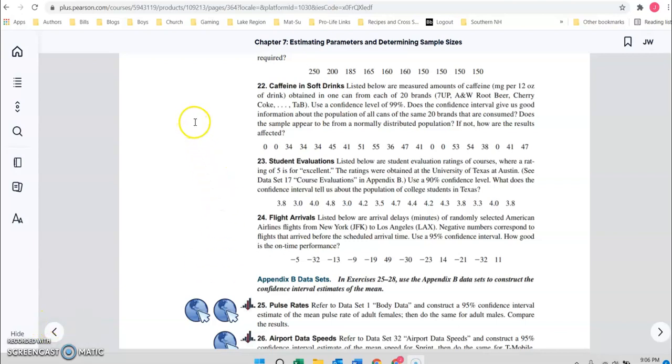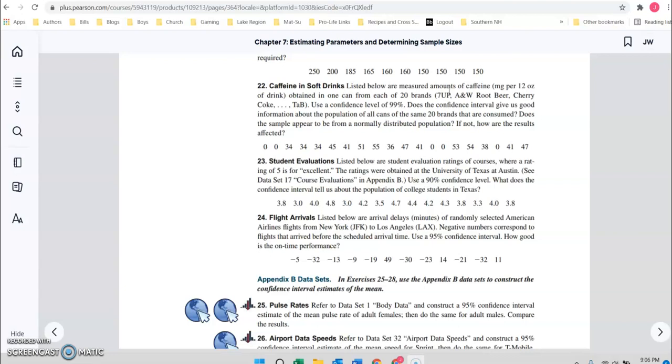I'm going to do number 22 out of the book. We're told listed below are the amounts of caffeine in one can of each of these 20 brands. They list a bunch of different brands here. They've got a couple listed here. Use a confidence interval of 99%.